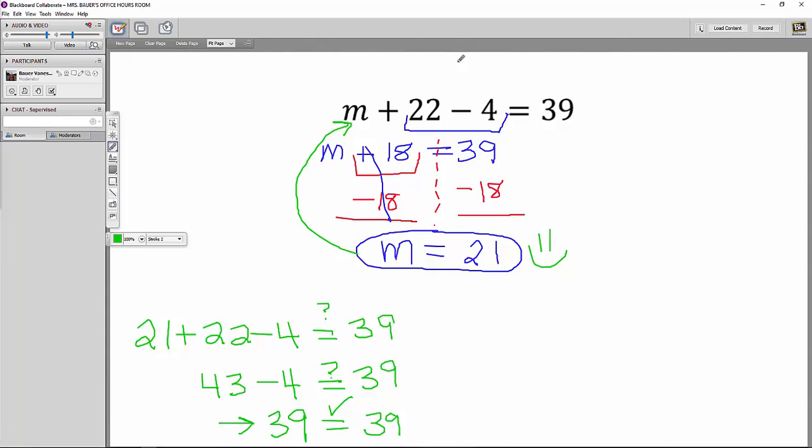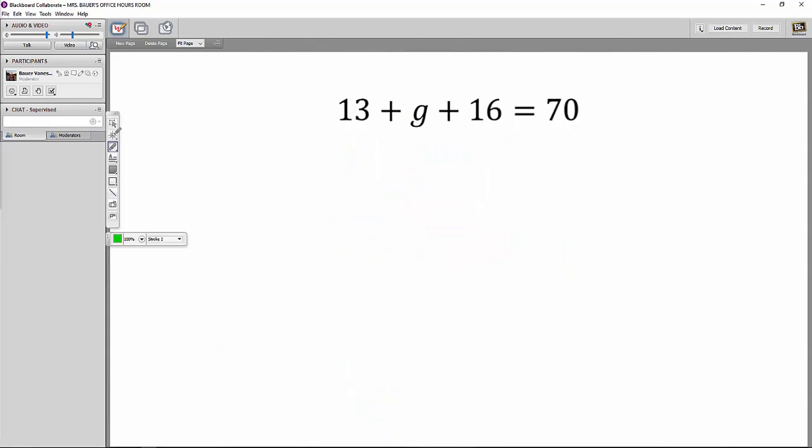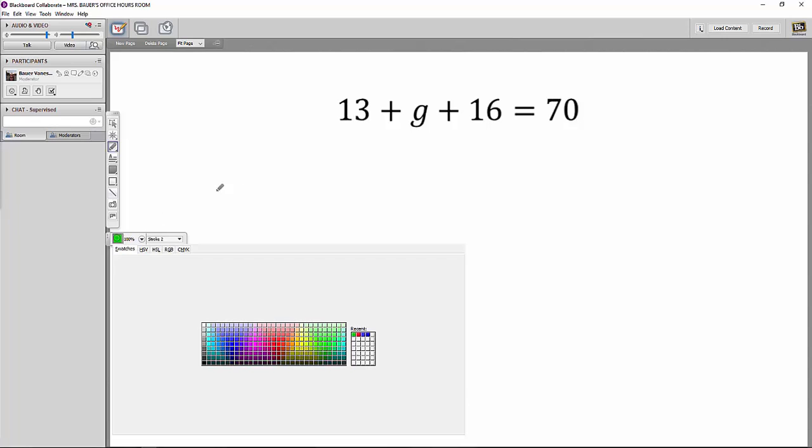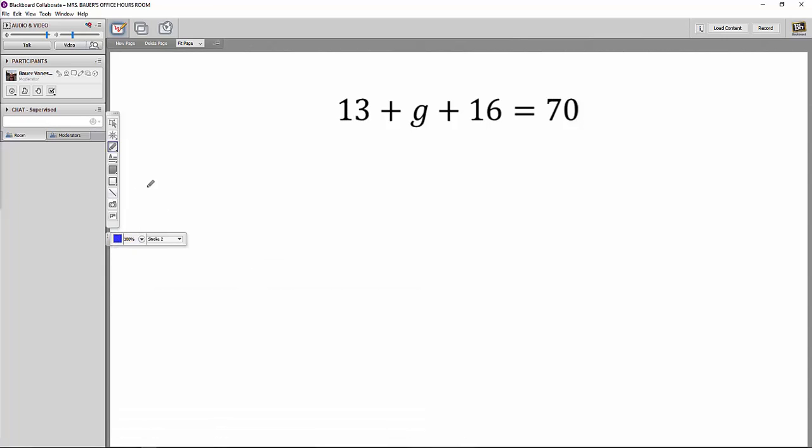Okay? All right, let's take a look at another example. Maybe our constants aren't going to be right by each other. So if you remember back to learning our properties, we have a property of addition that says we can go ahead and rearrange 13 plus g plus 16 in any order, and it's going to mean the same thing. It's not going to change the problem. So let's go ahead and do that. Let's rearrange and put our constants next to each other.